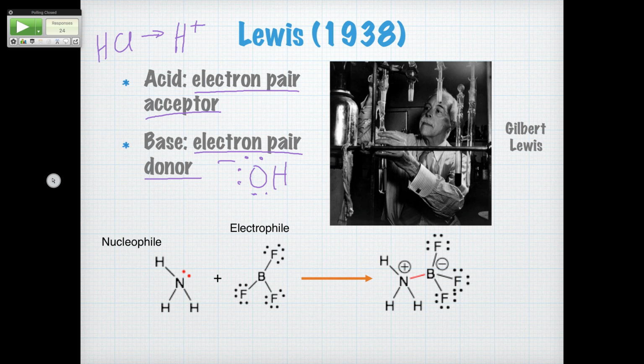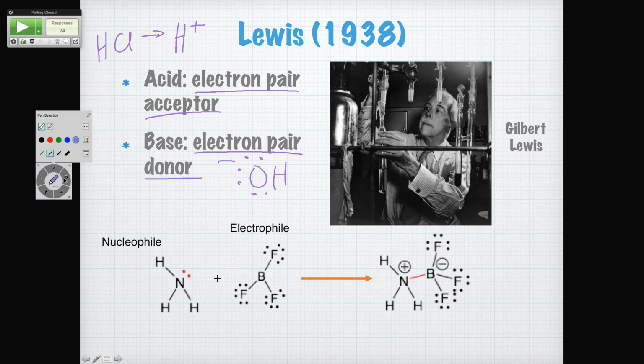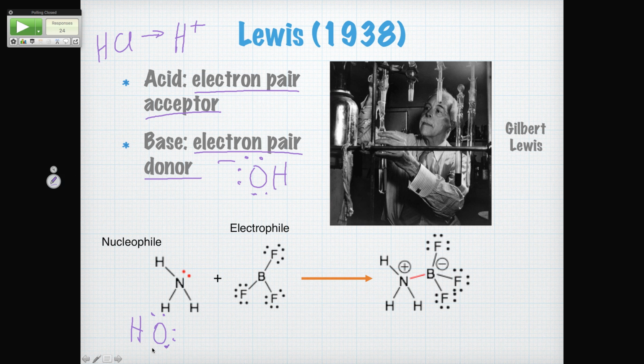Okay, so if I can get this to be a pen, and I'm going to have HO minus plus H plus, what do you get? HOH, right? Who is the nucleophile?